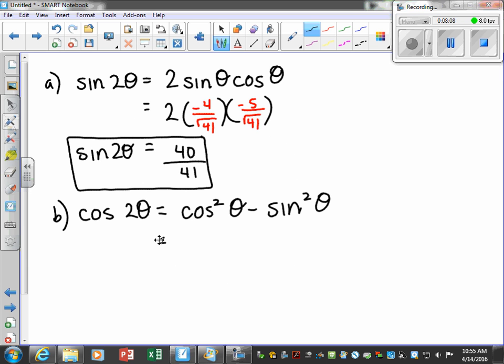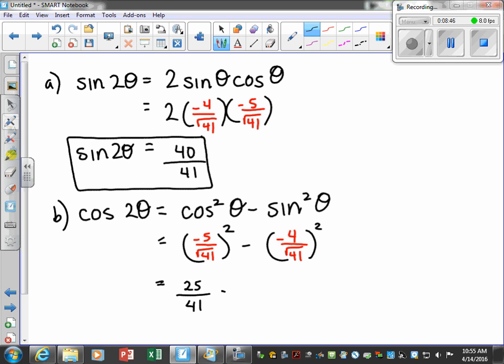Okay, so now we're ready to just plug in for cosine squared minus sine squared, and just like we did previously, pulling from our calculations on the last page, cosine was -5 over square root of 41, and the sine was -4 over square root of 41. What happens when you square -5? That means a -5 times a -5, which is a positive 25. What happens when you square a square root? Right, you're just going to simplify to 41.